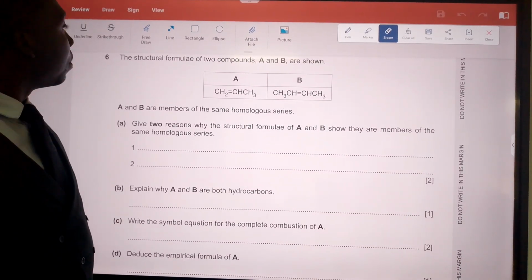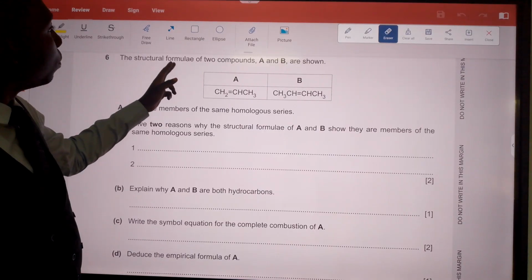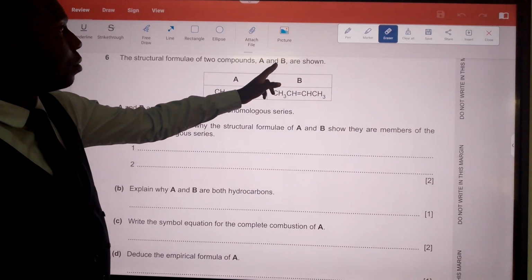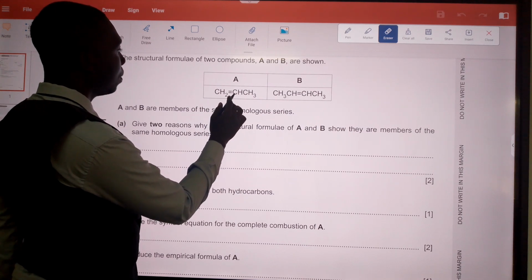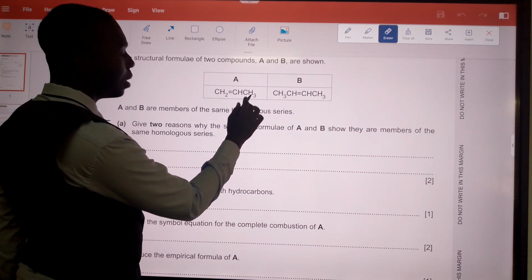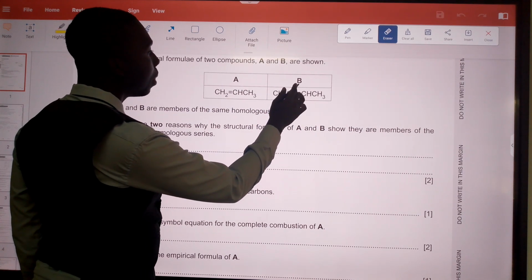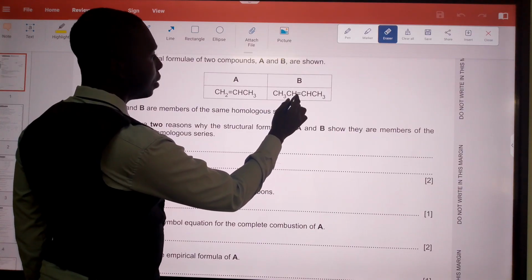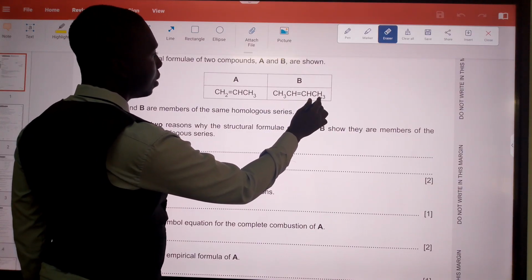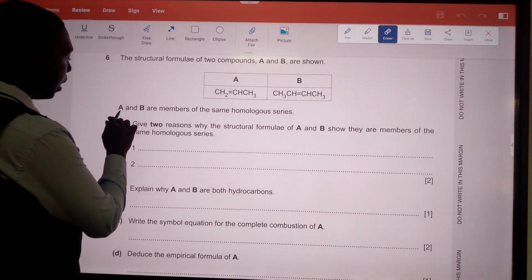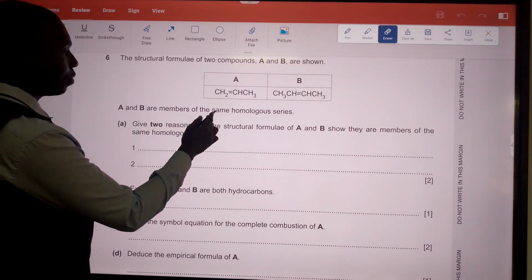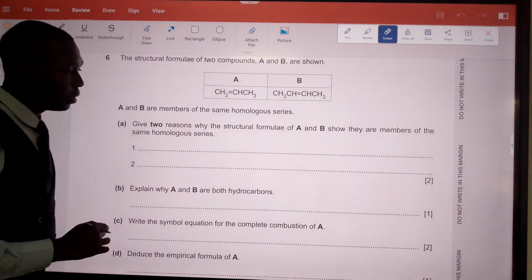Okay, so question number 6 reads: the structural formulas of two compounds A and B are shown. This is A, CH2=CH-CH3. Then we have B, CH3-CH=CH-CH3. And A and B are members of the same homologous series.